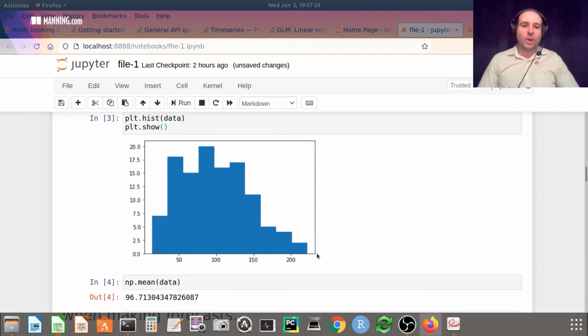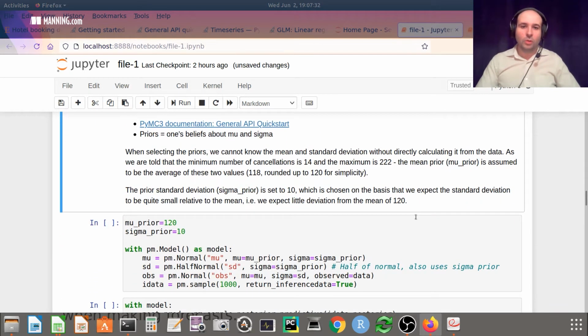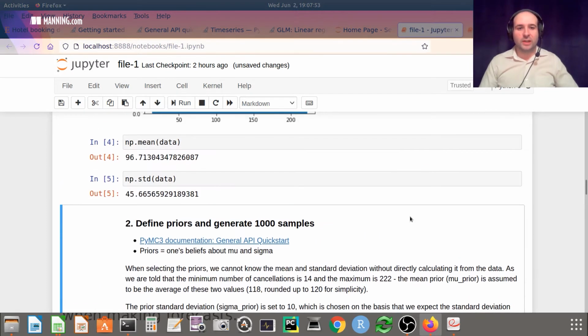Now, when running a Bayesian model, let's assume we don't know anything about the shape of the distribution. Let's assume that all we know is that the minimum number of cancellations is 14 and the maximum is 222. That's all the information that we're given, and it's up to us then to select our prior mean and standard deviation, and then generate a posterior distribution based on that.